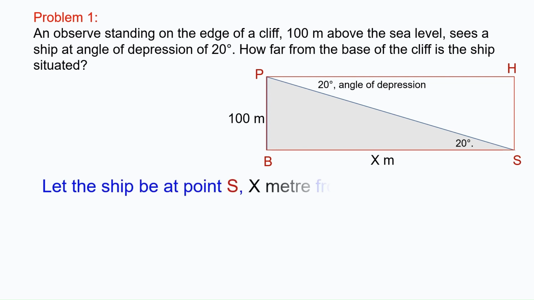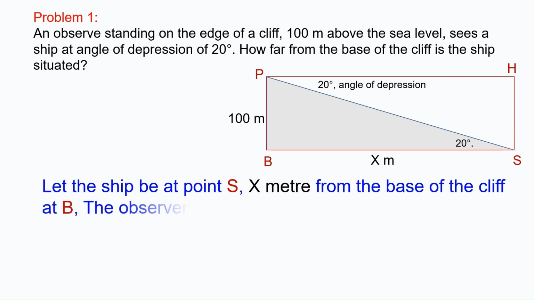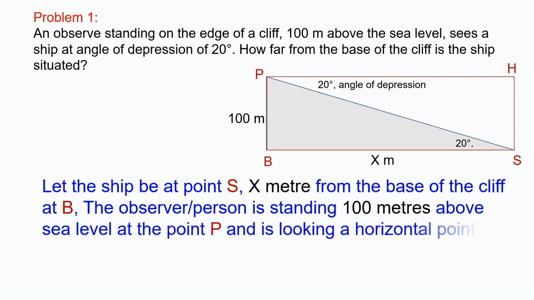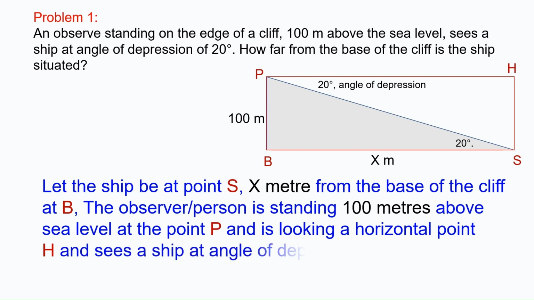Let the ship be at point S, x meters from the base of the cliff at B. The observer is standing 100 meters above sea level at the point P and is looking at horizontal point H and sees a ship at angle of depression of 20 degrees.